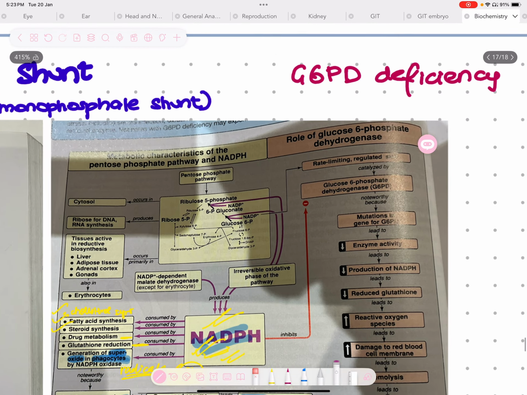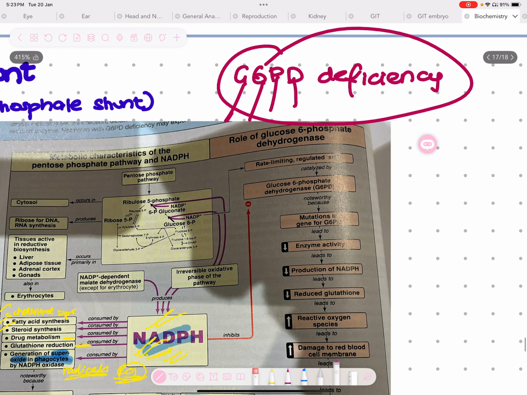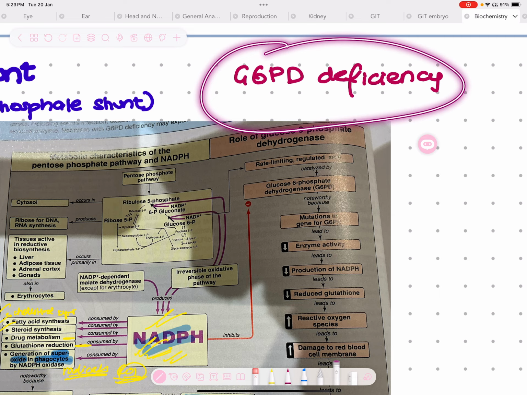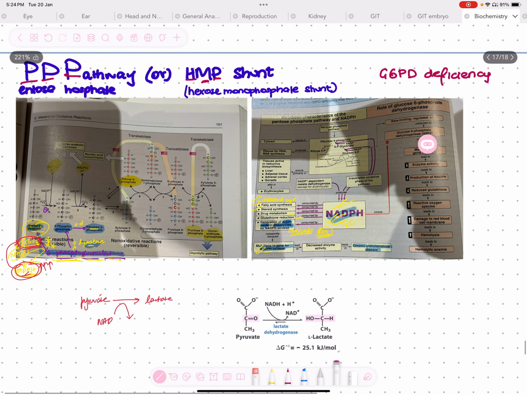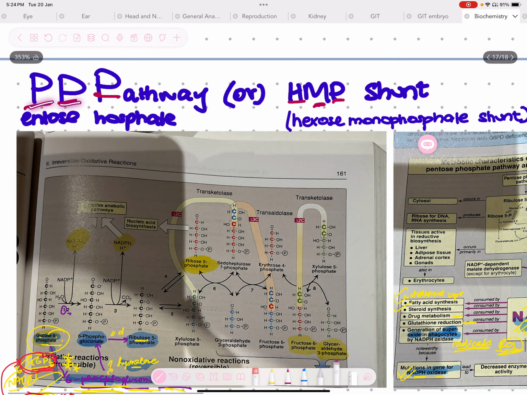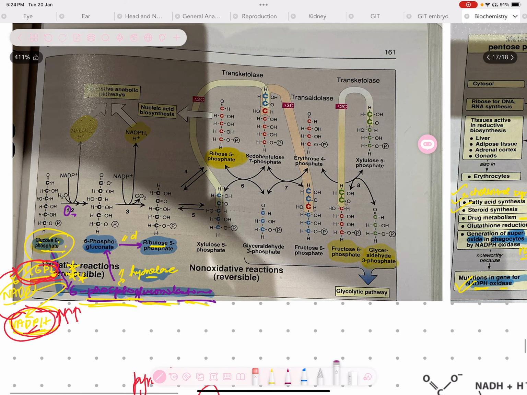Hi everyone, welcome back. So we're discussing a very important clinical condition, which is glucose 6-phosphate dehydrogenase deficiency. It's very important. Before that, let's recap the pentose phosphate pathway, also known as the hexose monophosphate shunt. Now, it is divided in two parts.